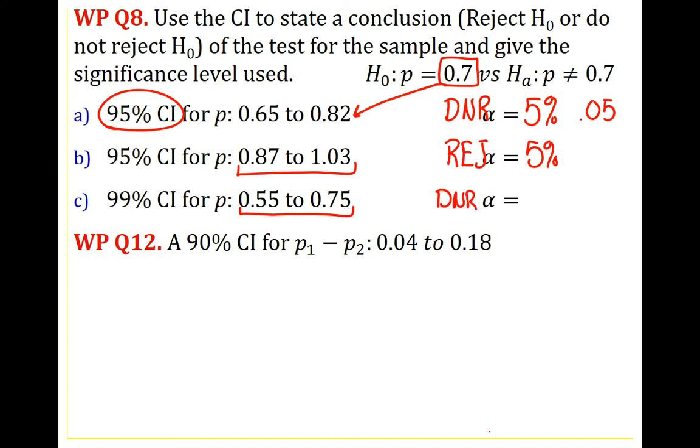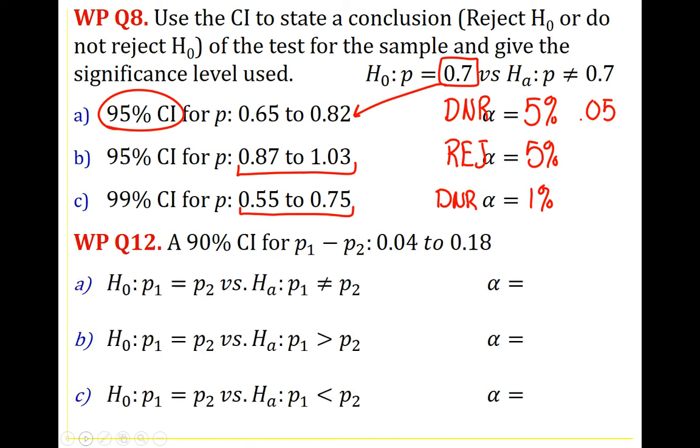But this time I do not reject at a 1% significance level. To not reject at a 1% level is far superior to a do not reject at a 5% level. Again, I'm rejecting based on inside or outside, and I'm determining the alpha level from the CI. The CI tells me what the confidence level is, or what the alpha level is.